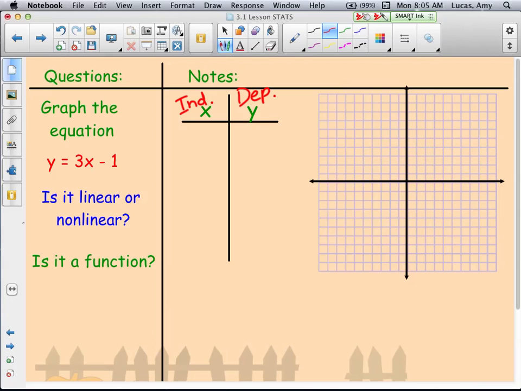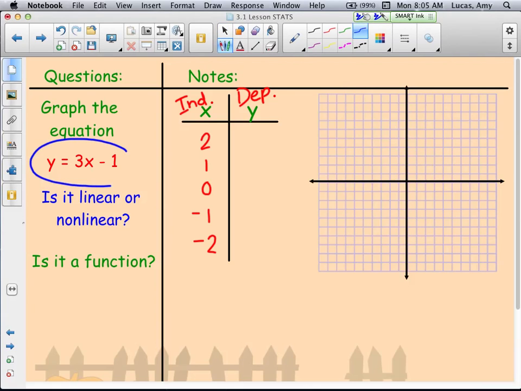So I'm typically going to go with the values 2, 1, 0, -1, and -2. Those are like my favorite 5 values to plug in because they're not really big. So they usually fit on our coordinate plane nicely. Not always, though. Now, I'm going to plug them in.